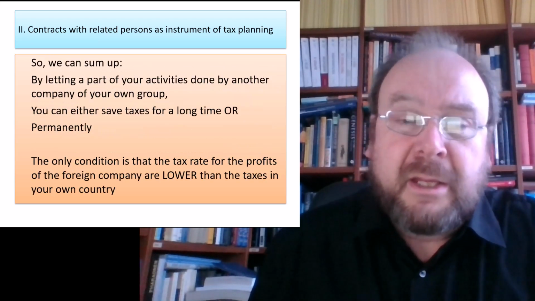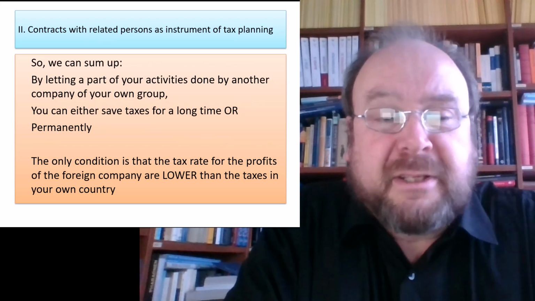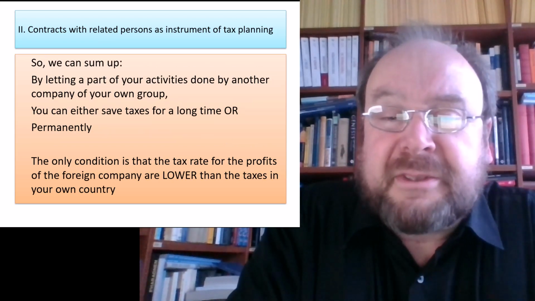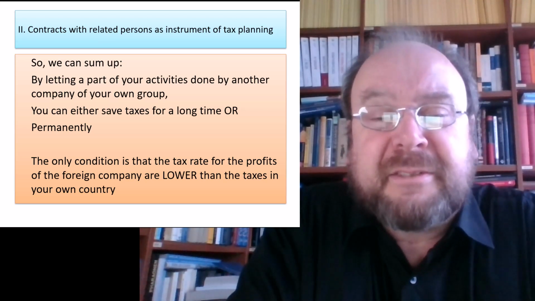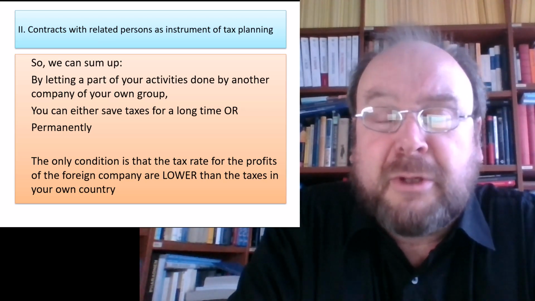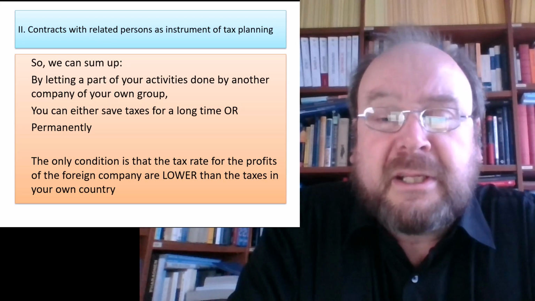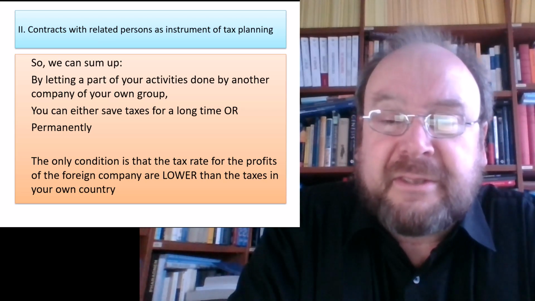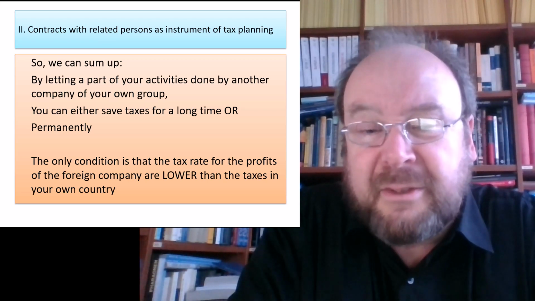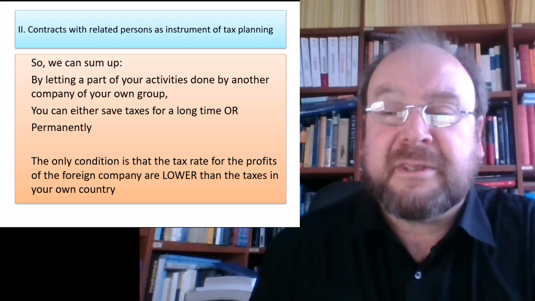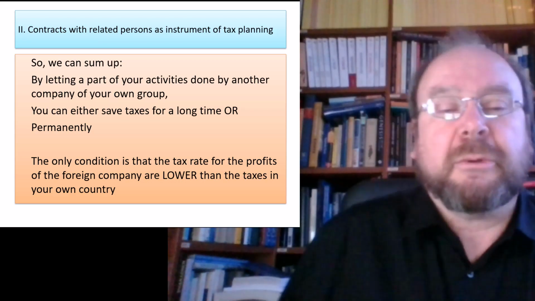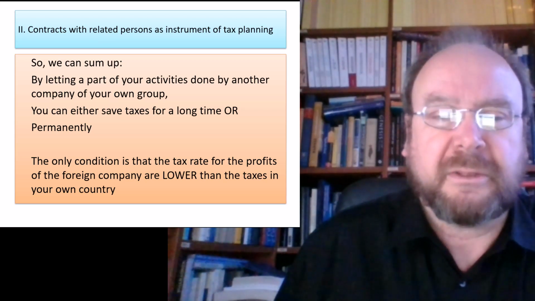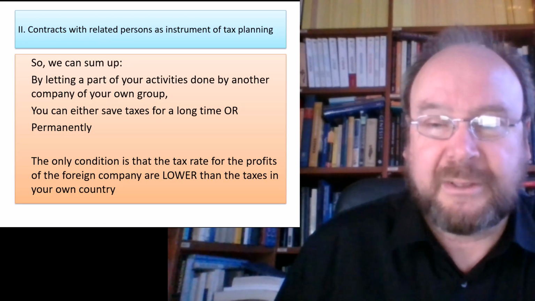So we can sum up: if you let a part of your activities be done by another company of your own group, you can either save taxes for a long time or permanently. And the only condition is that the tax rate for the profits of the foreign company is lower than the rate in your country. So the only thing we really need to know is that the tax in the foreign country is lower.